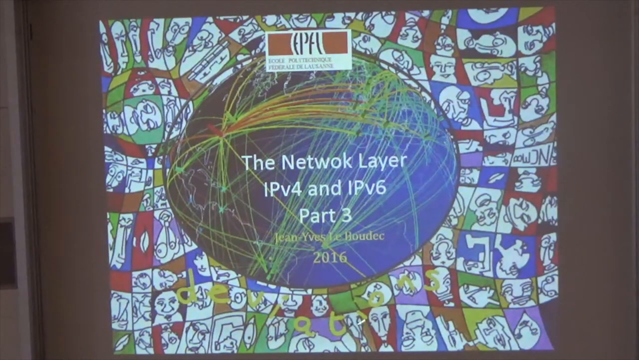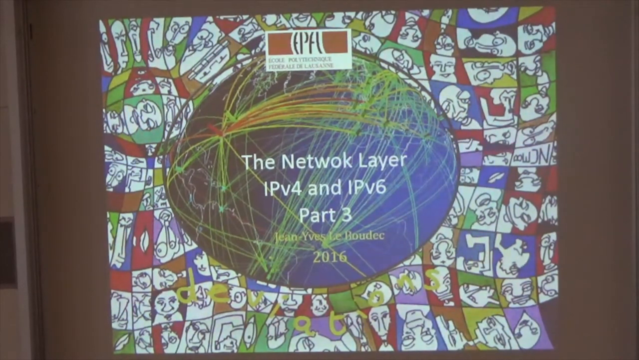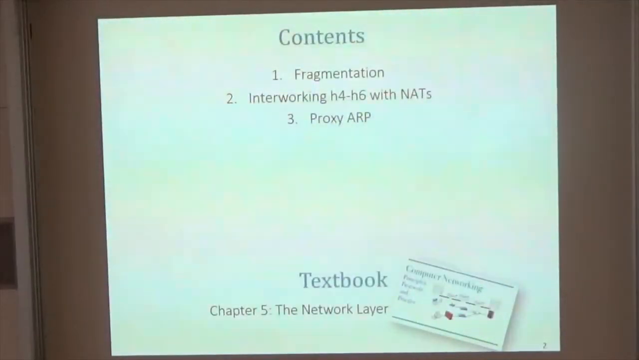So this is illustrated by the background here. It's a deviation, right? The network layer should be completely straight and orthogonal, but the reality is a bit different.